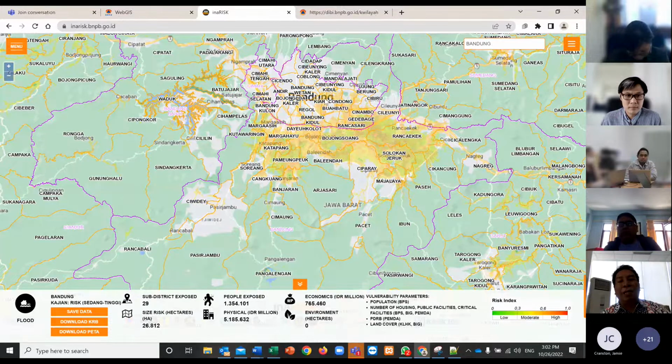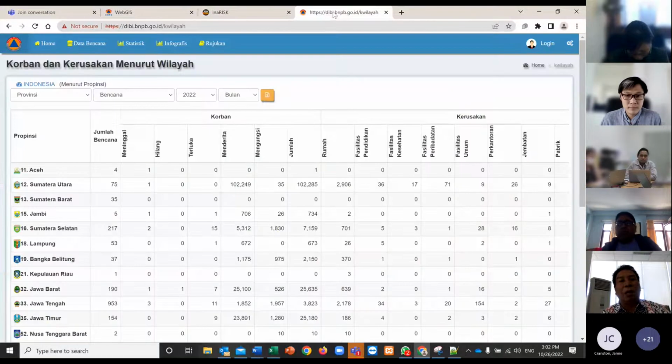For the report itself, we developed what we call the Indonesian disaster information and data base. This is data based on administrative boundaries. After the sub-national government validates the data collection and inputs it to the system, we can monitor the data through this website.